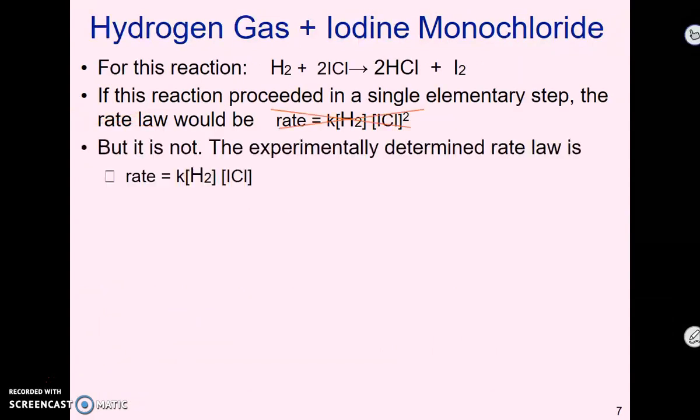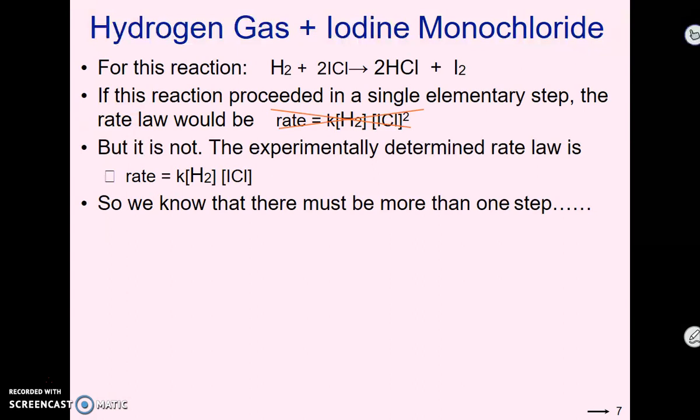Now, here we're looking again at this reaction. This is the reaction that we looked at in the first slide. If you just looked at the stoichiometry for the overall reaction, which you can't do, you would predict that the rate would be like this.